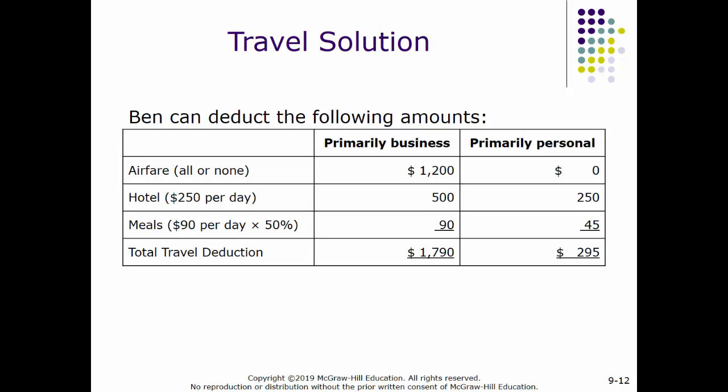And note that for meals, even though it would be $90 a day times 2 days, it was primarily business, that's $180. It still is limited to $90 here because only 50% of meals can be deducted. And that's because Congress realizes that there's a personal element to meals, whether it's for somebody eating away while they're on a business purpose, a business trip, or for purely personal reasons.